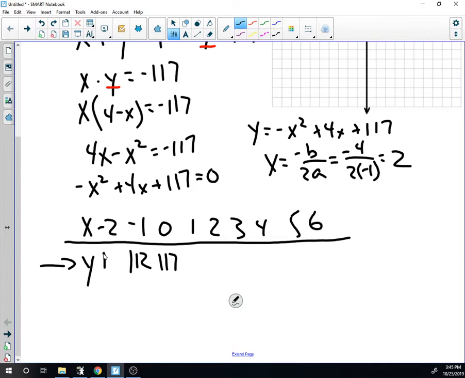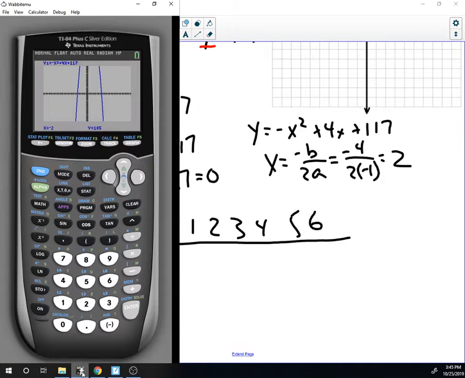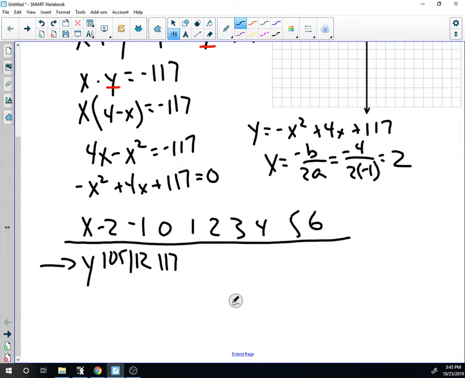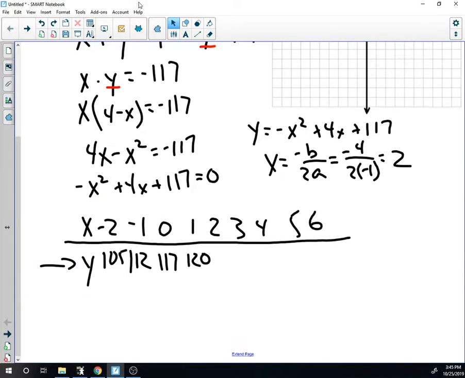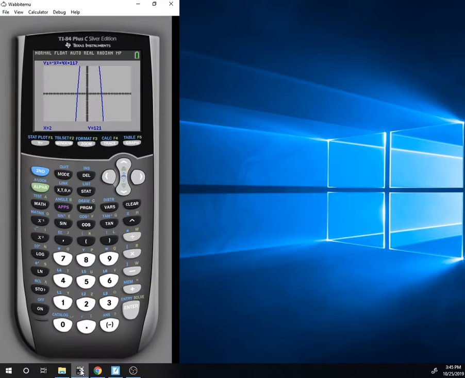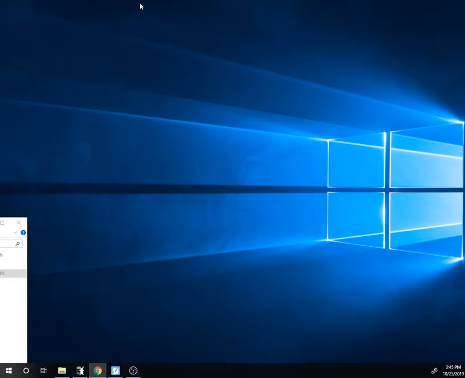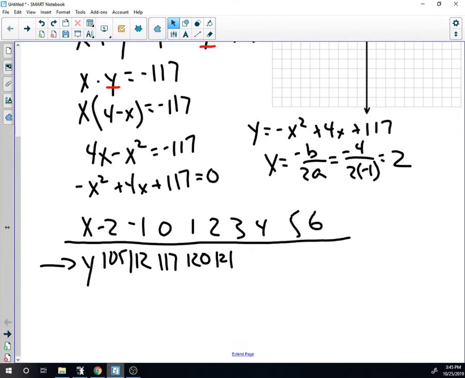This isn't looking good. I've got to get to 0. I'm going to go the other way. When I put 1 in there, I get 120. This is not good. When I put 2 in there, I get 121. When I put 3 in there, I get 120. Ooh, this is looking good. It should start coming down now. That looks like it's my vertex.